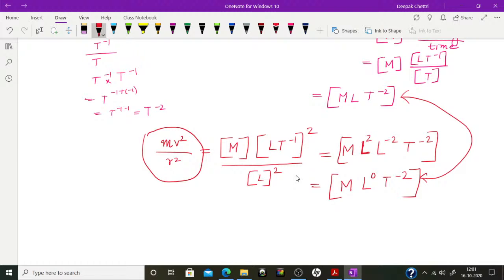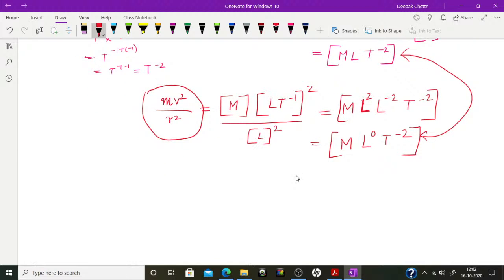So if you look, m is okay, that is correct. L here it's 1, right? If I don't write anything, that means it is 1, but here it's 0. Again, T is fine, but L is not fine, right? It's 1 on the left side and 0 on the right side. That means they are not equal.